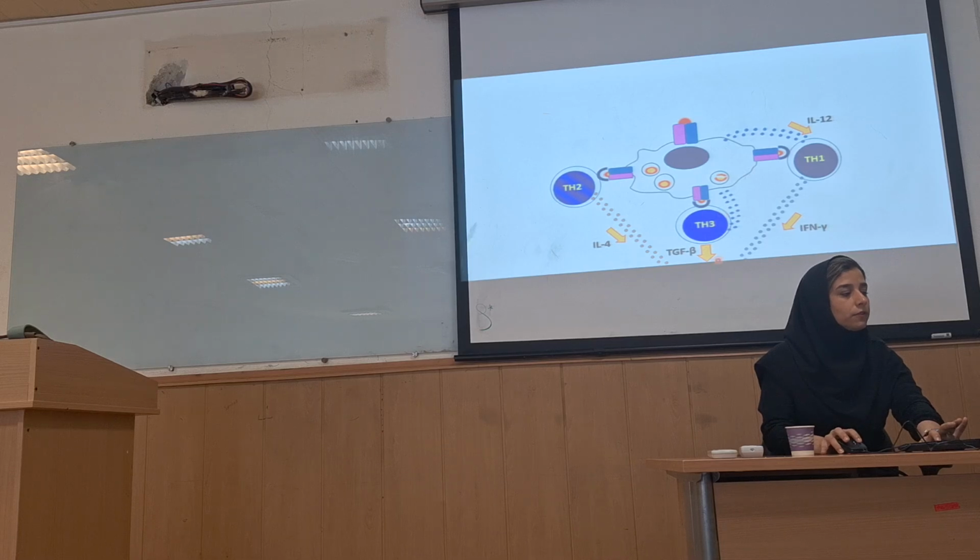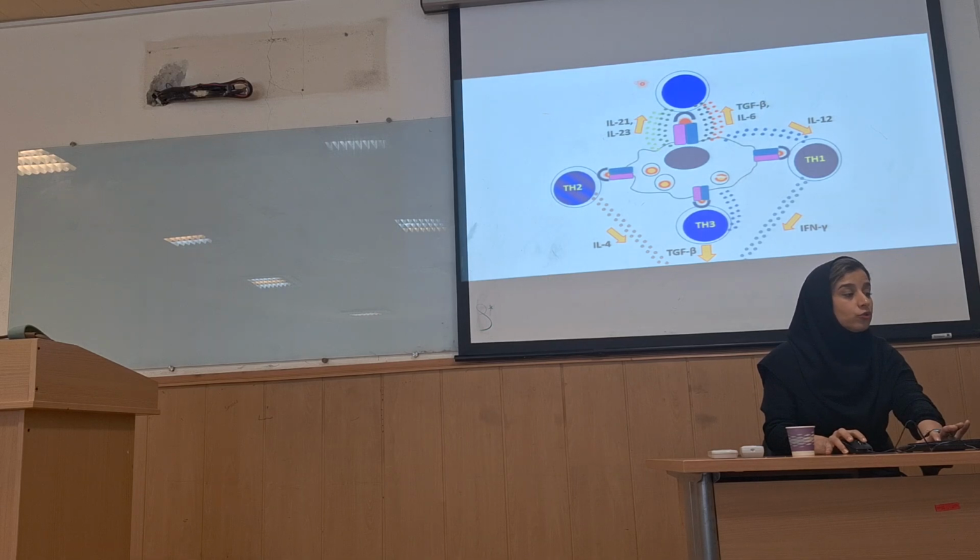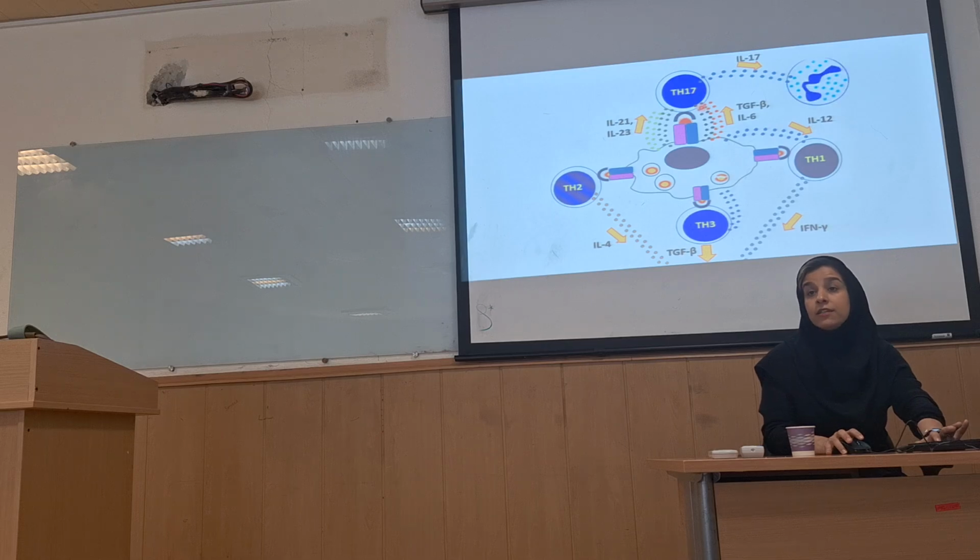But apart from TGF beta, interferon gamma, IL-12, interleukin 4, interleukin 5, I told you in the adaptive immune system, sometimes after entering some pathogens, these pathogens are presented by MHC2 to CD4 positive T cells, and in the presence of some cytokines like interleukin 6, TGF beta, interleukin 21, interleukin 23, these CD4 positive cells differentiate to T helper 17. And T helper 17 produce some cytokines like interleukin 17.